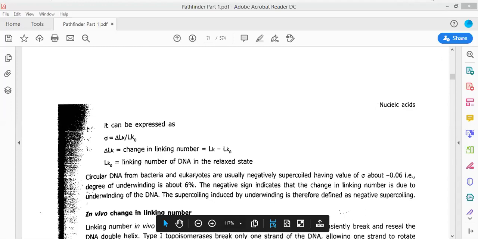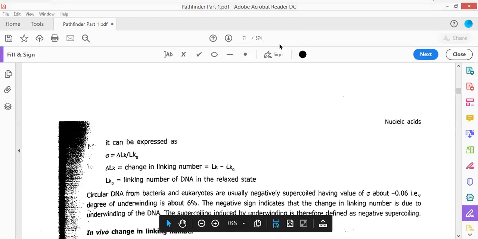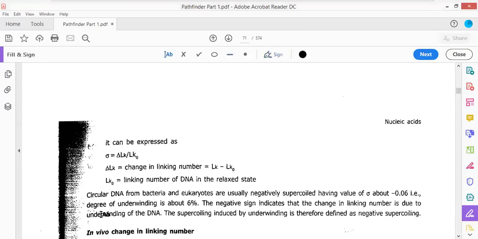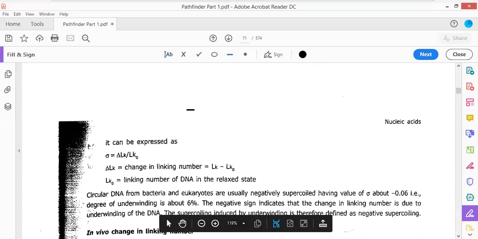Okay. Now the negative sign indicates that the change in linking number is due to underwinding or opening of the DNA. When you see the negative sign, it means that the DNA is getting opened. It is getting negatively supercoiled. This is what is happening with the DNA molecule, that there is a degree of underwinding taking place in the DNA molecule.